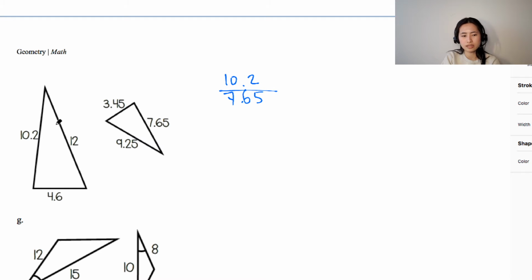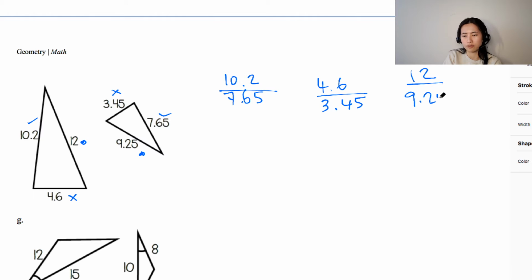Okay, so we have that. That's done. And then the base in this case, you have 4.6, so you would have 4.6 divided by 3.45. Let me mark an X over here so I know that I'm comparing these two. And then finally, you see that you have 12 and 9.25, so 12 over 9.25.